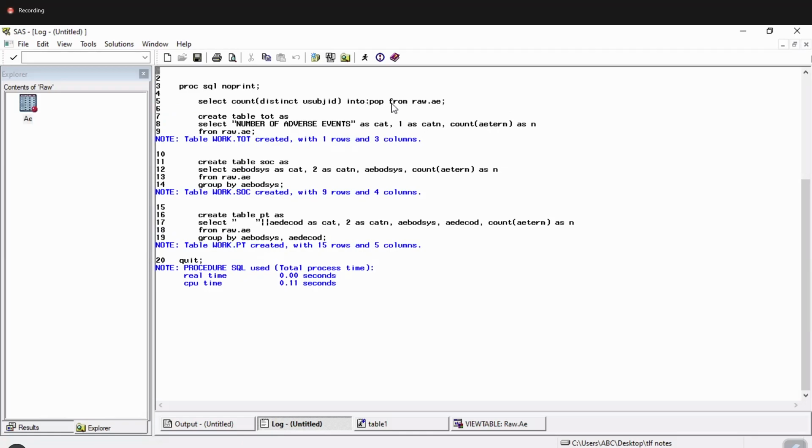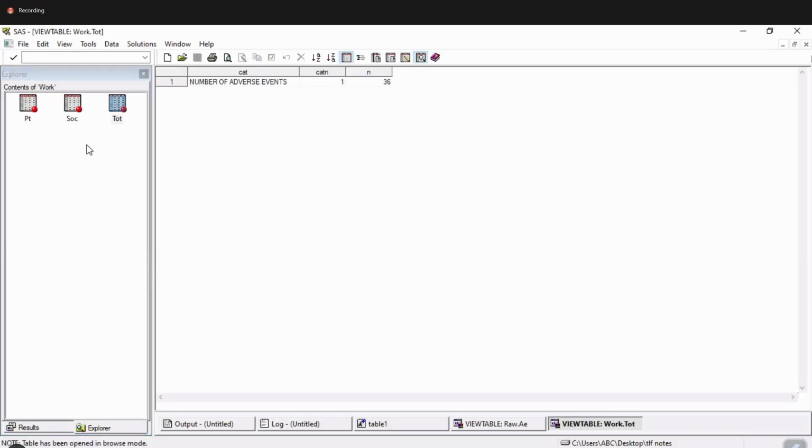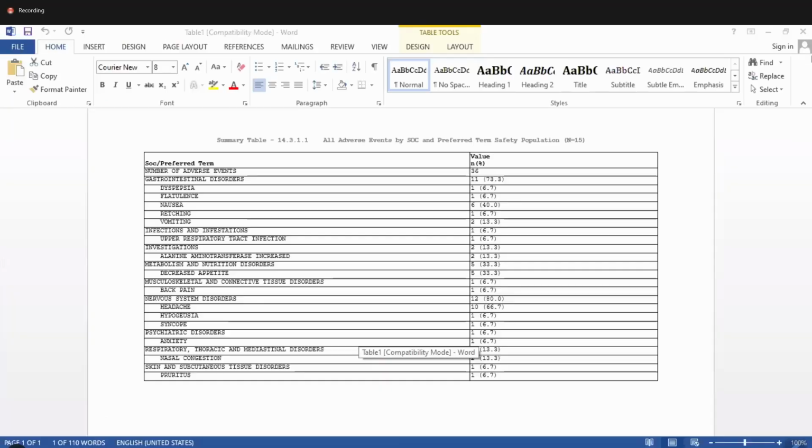The PO macro variable is already created. First, I'm creating the data set TOT. What I told you about TOT: see what we derived, the number of adverse events. Clear? Your first row is ready. Number of adverse events: 36.